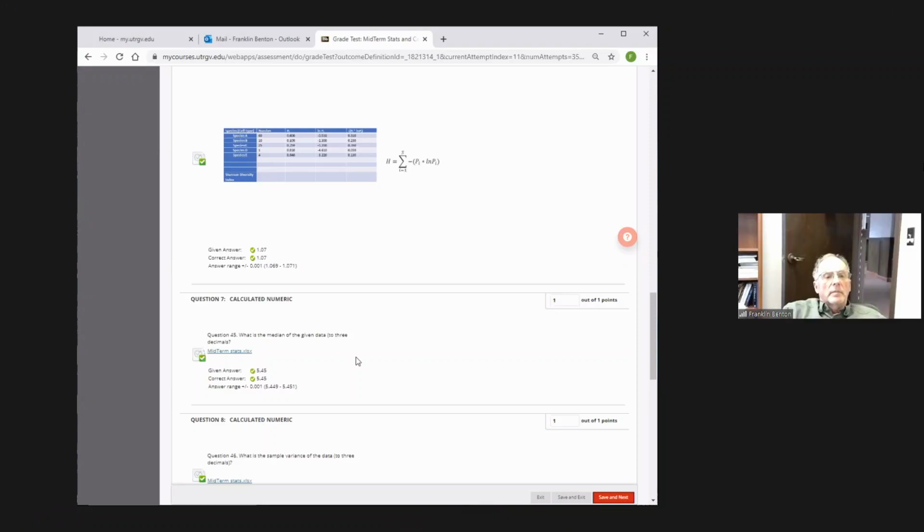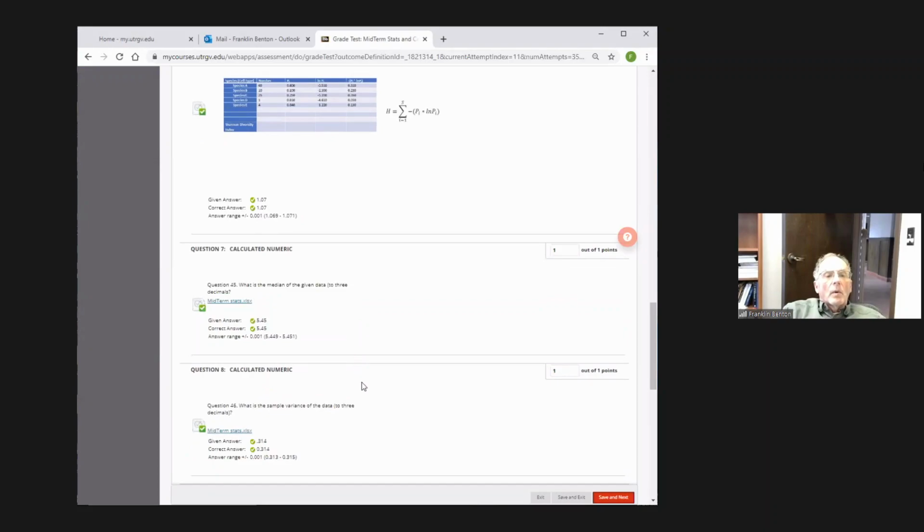Okay, question 8. What is the sample variance of the data to 3 decimals? Okay. Should be 0.314. Anyone have problems with that? Okay, let me put it this way. You had to use the Excel stats for data. Is there anyone that couldn't access that?